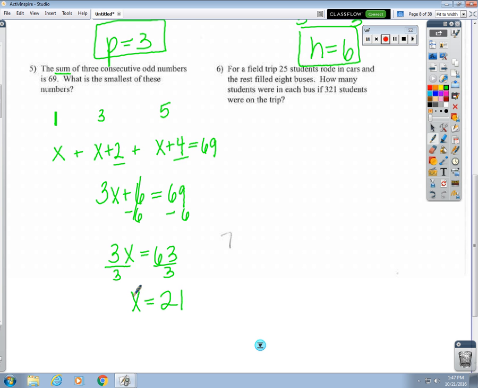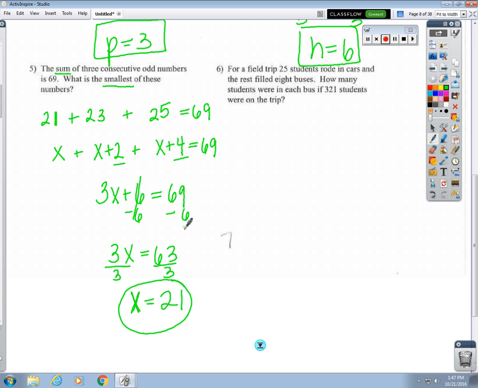Now remember, that's just regular x. So regular x is 21. That makes x plus 2, 23, and x plus 4, 25. Do those three numbers really add up to 69? What is the smallest of the three? 21. So that's the answer they were looking for.